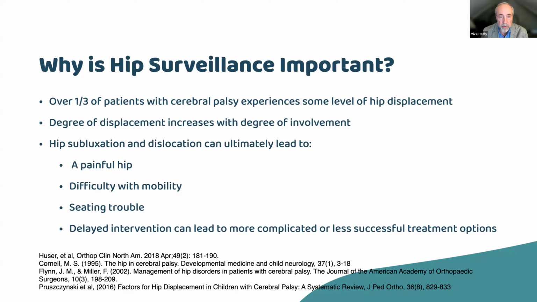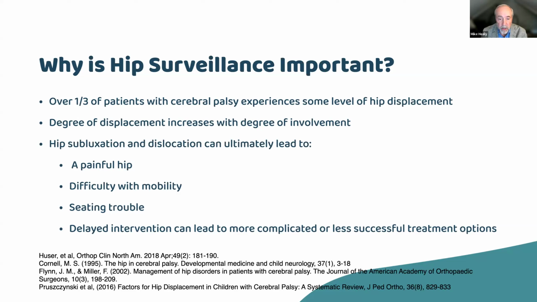So why is hip surveillance important? It's important because over 1/3 of the patients with cerebral palsy experience some level of hip displacement. And we'll talk about the ways to figure risk and to analyze the level of displacement. But it's a significant number of our patients who have that happen. The degree of displacement increases with the degree of involvement. We'll talk specifically about that as well.